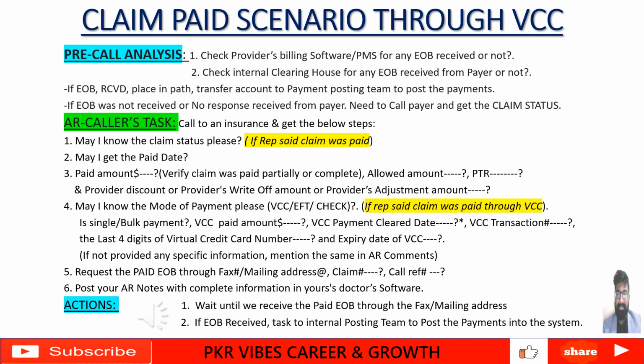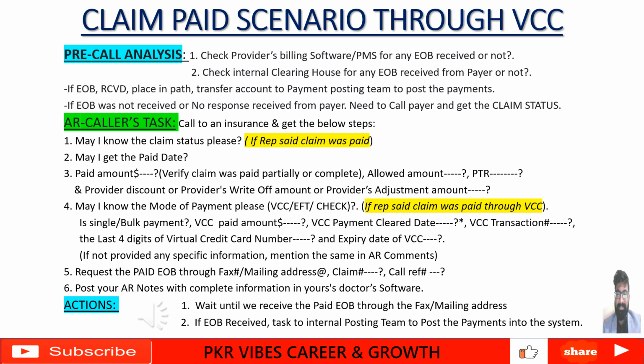Sometimes they say, okay, this is the paid amount, this is the allowed amount, this is the patient responsibility, and the remaining balance is the provider discount. Sometimes the rep says the remaining balance is the provider write off. And sometimes the rep will say that the remaining balance is a provider adjustment amount. So please note that provider discount is also known as provider write off, and provider write off is also known as provider adjustment. These three terms have the same meaning.